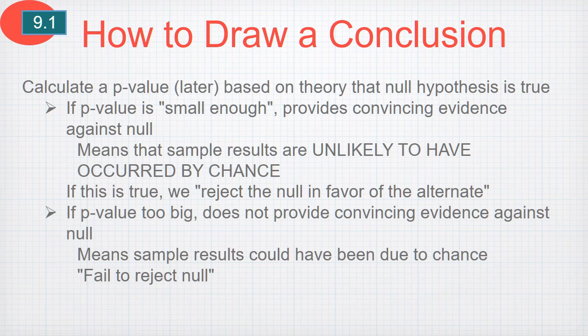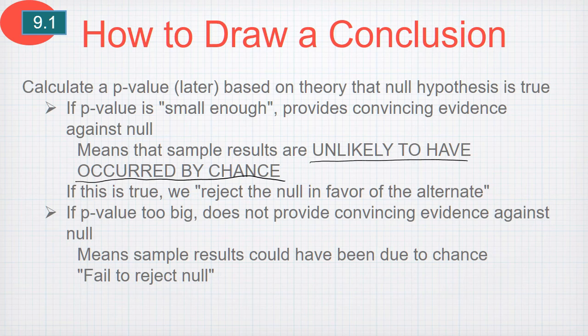Okay, so how do we draw a conclusion? Well, essentially, we calculate a p-value. Again, later, we'll learn about this, based on the theory that the null hypothesis is true. So if your p-value is small enough, that provides convincing evidence against the null. What does this mean? This means that the sample that you got, the results that you got, are unlikely to have occurred by chance. It's a very important phrase here.